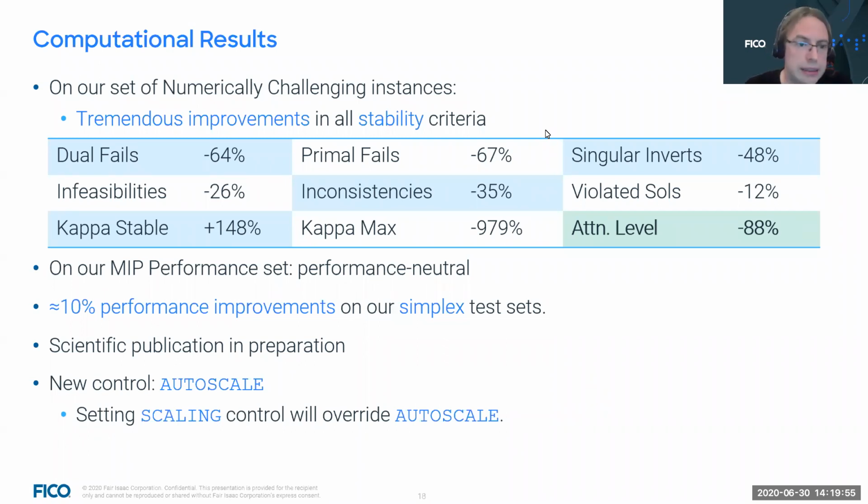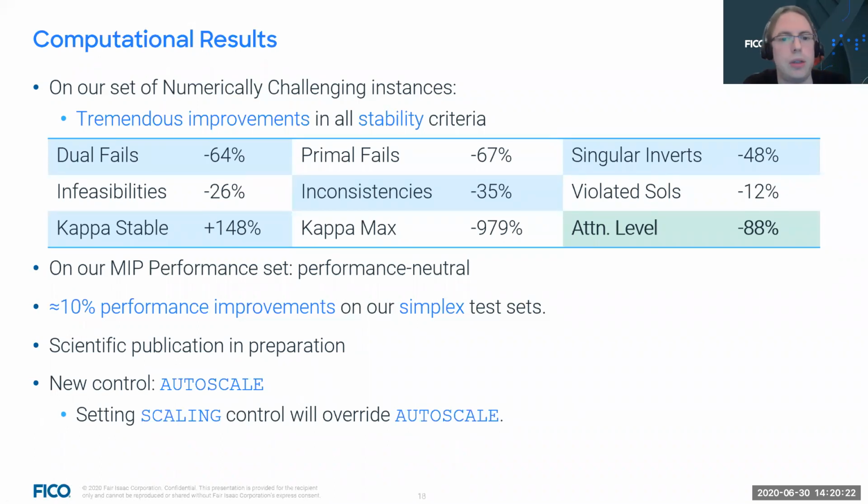The only plus that you see here is the number of stable condition numbers that we observed on average during a solve. And the average maximum condition number that we observed over the instances went down by a whole order of magnitude there. And finally, the attention level, that's what you already saw on the previous slide. So clear improvement with respect to numeric measures.